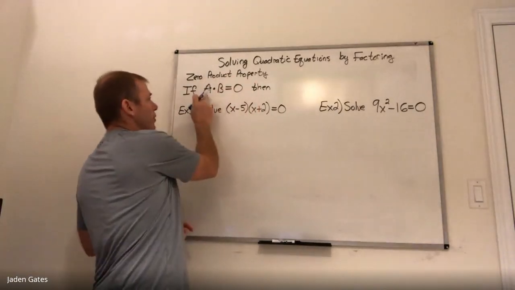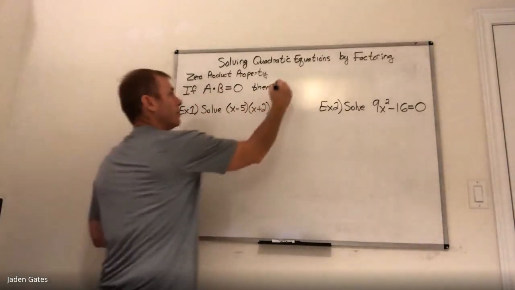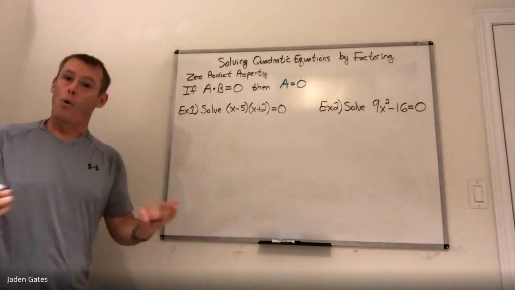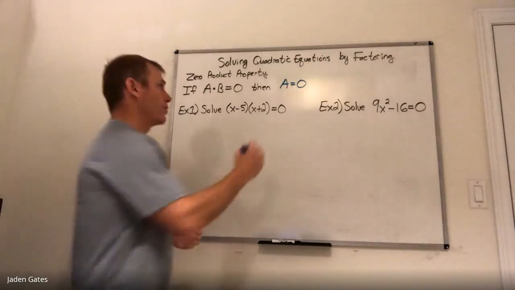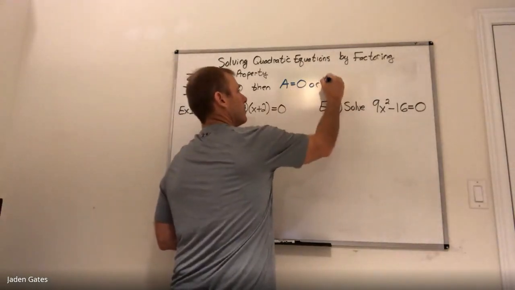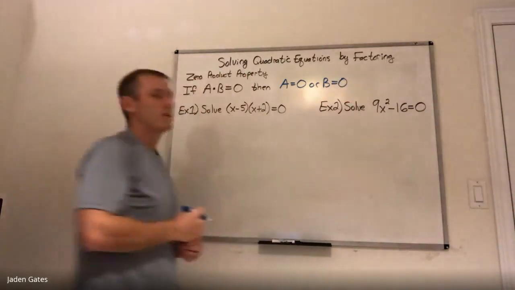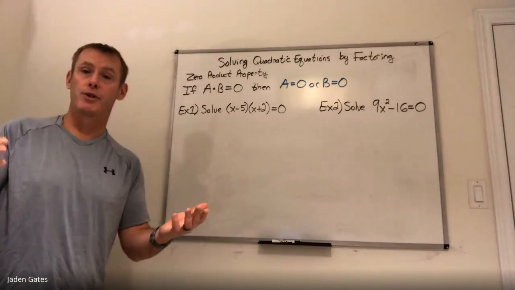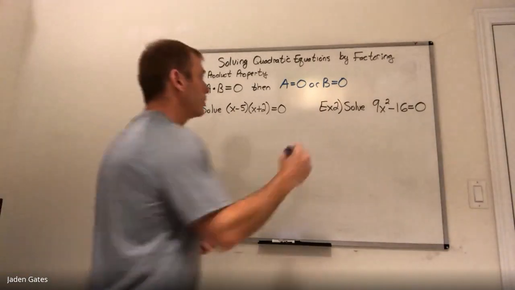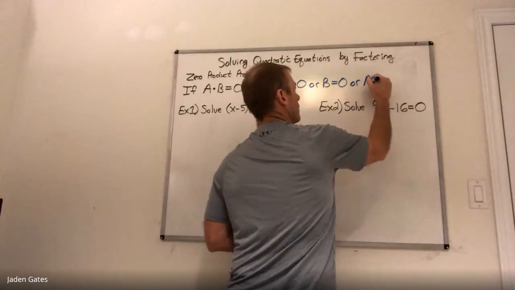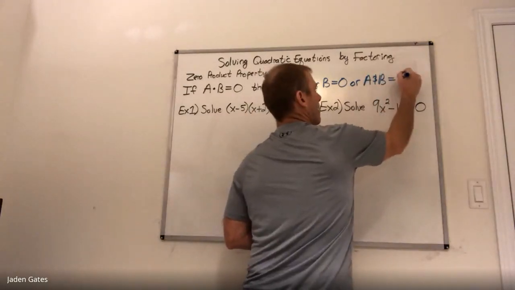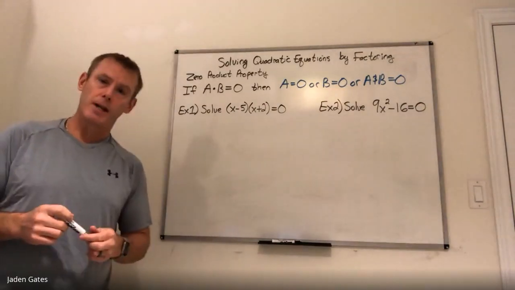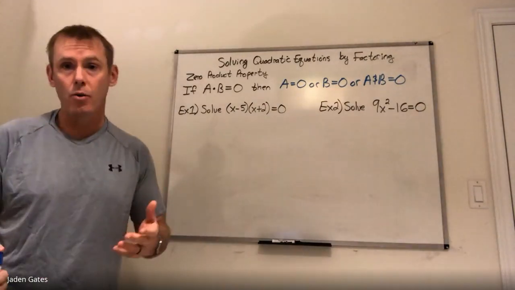Well, the first thing is if you've got two things that are multiplied to give you zero, maybe the first thing is equal to zero. Or maybe the second thing is equal to zero. Or secret option C, maybe they're both equal to zero, because 0 times 0 would equal 0. So that's all the zero product property is saying: if you multiply two things and get 0, one of them is 0 or both are 0.